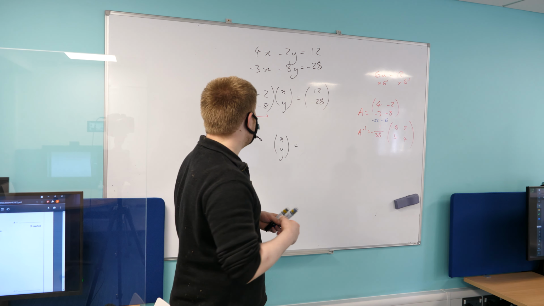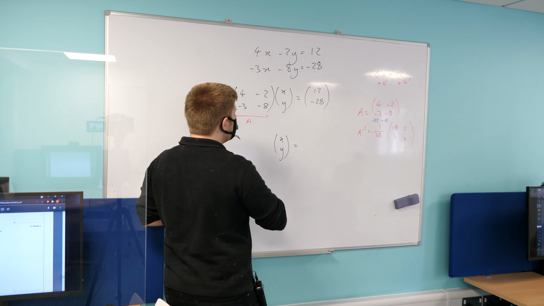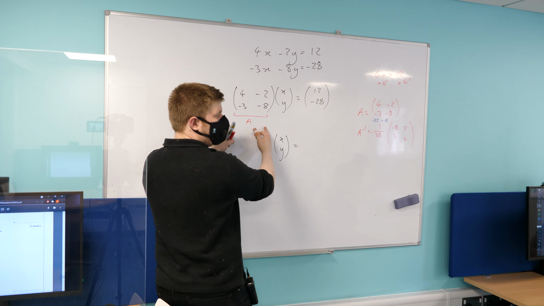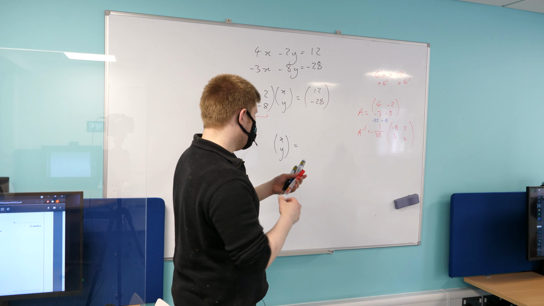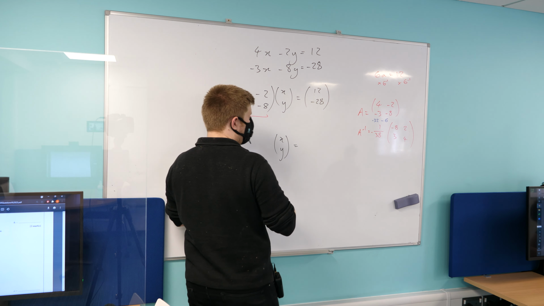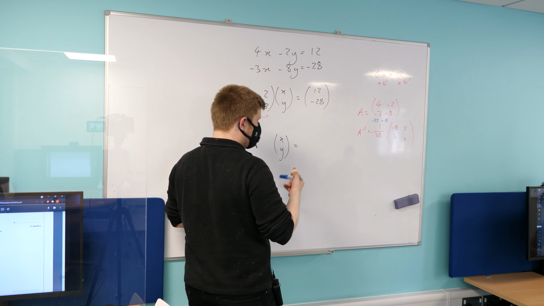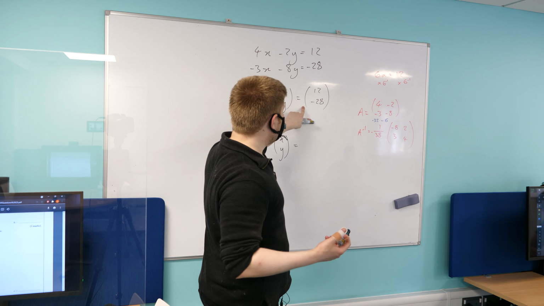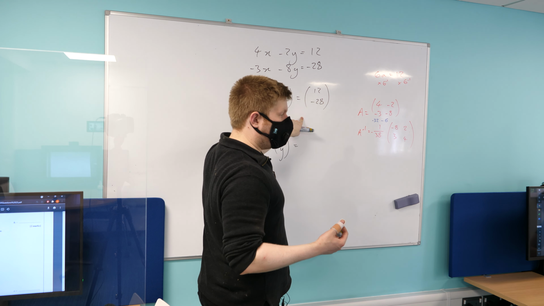So what that means is that I'm going to multiply both sides by A inverse. A inverse times A is just the identity matrix, so I can just leave that as xy. On the right-hand side, I'm going to have to take this A inverse and multiply it by 12, -28. Now, the order really matters. If I'm doing this, I always need to put the thing I'm multiplying by at the front.